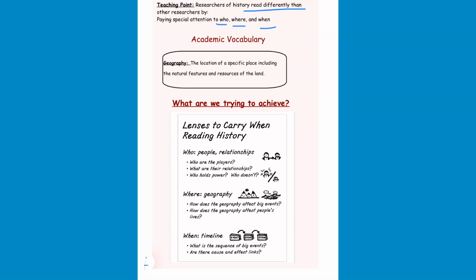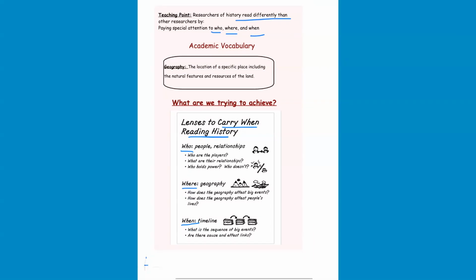Our academic vocabulary today is geography, which is the location of a specific place, including the natural features and resources of the land. So for example, a mountain or an ocean are natural features. So let's take a look at what we're trying to achieve today. We're going to be carrying the lens of history when we're reading a historical text. We're going to look at who, where, and when. Let's try it.